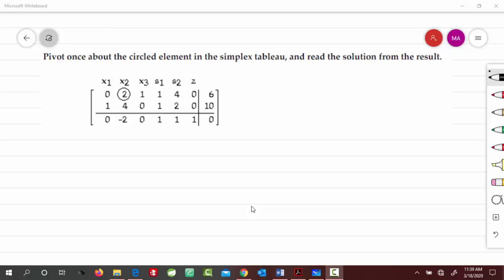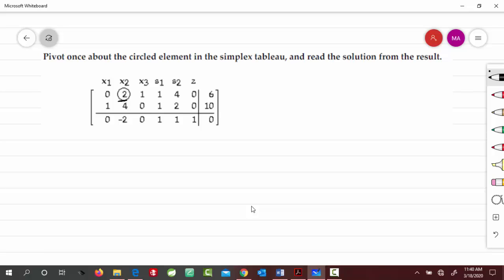In this video, we will learn how to perform shifting in the simplex table. In this example, we are given a pivot. It's already circled. It might not be the way you usually get it in simplex problems, but it's already said that this is the pivot, and you have to just perform shifting around this circled number 2.